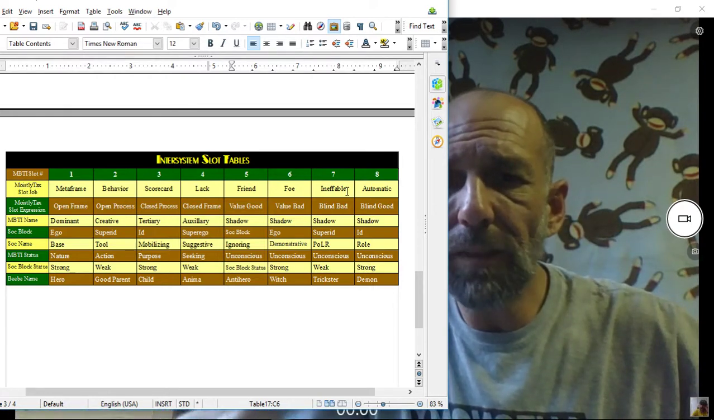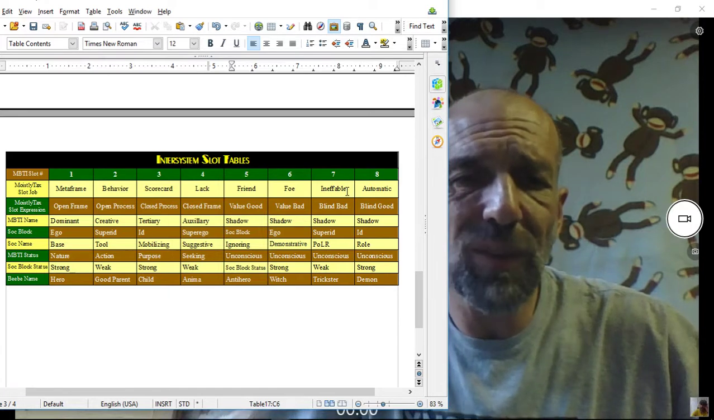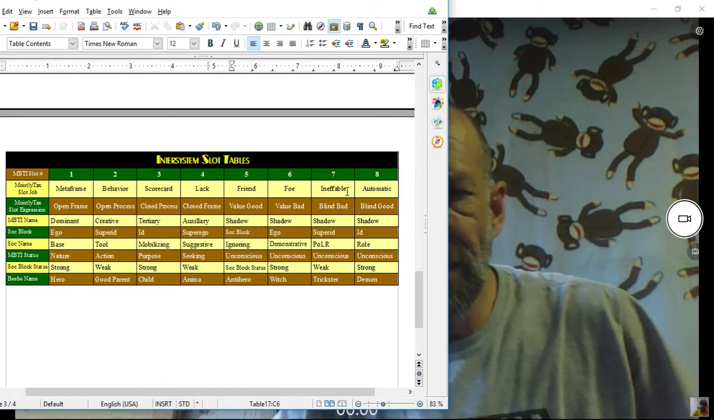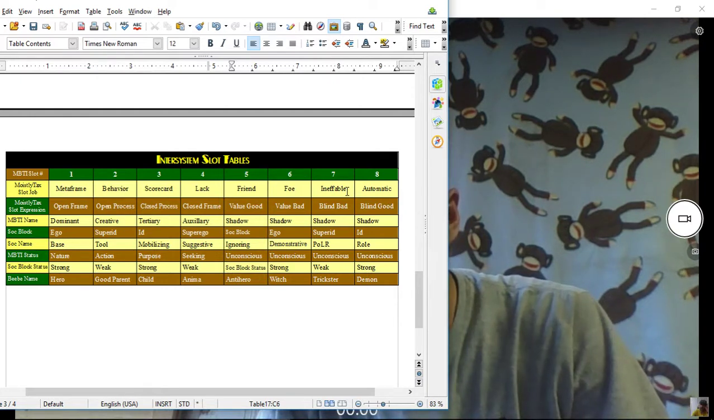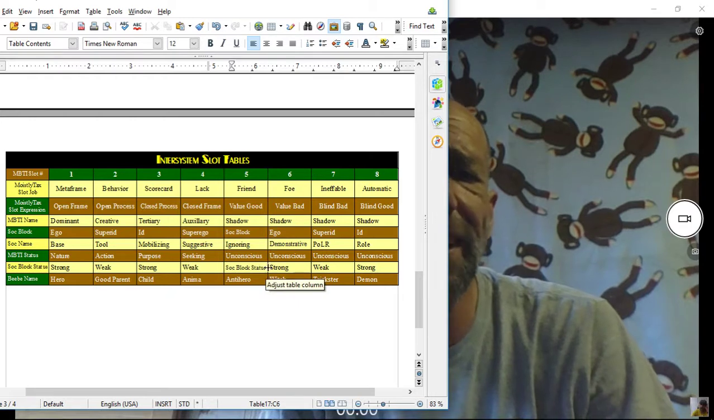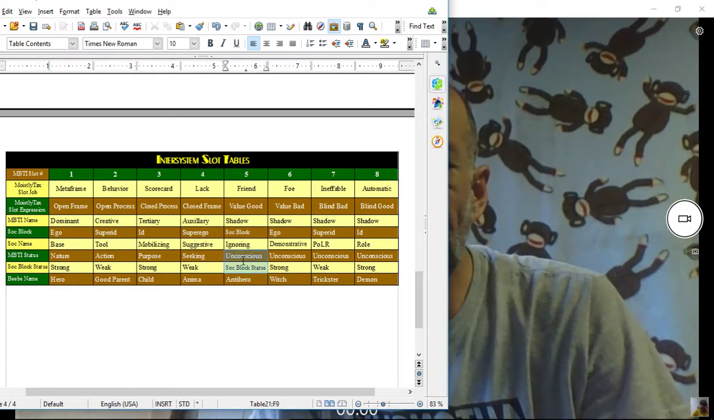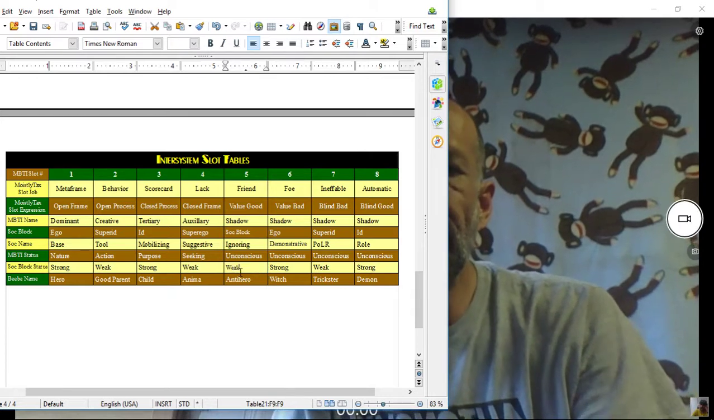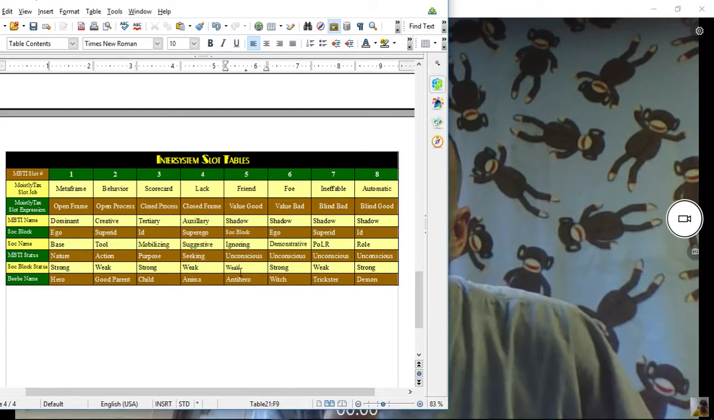Socionics block status. Your first function is strong. Your second function is weak. Your third function is strong. Fourth function, weak. Fifth function is strong. Sixth function is weak. Seventh function is strong. Eighth function is weak. They both basically alternate, except they go weak, weak for 4, 5. Okay. And then the BB name.